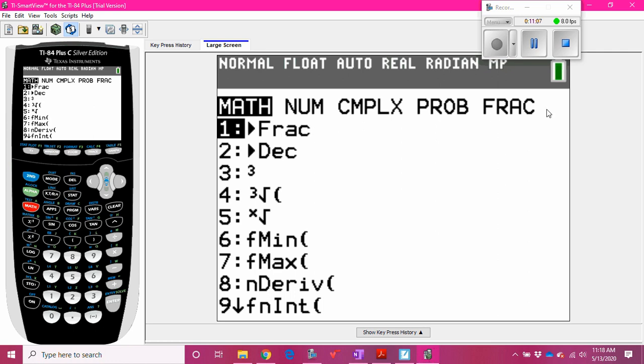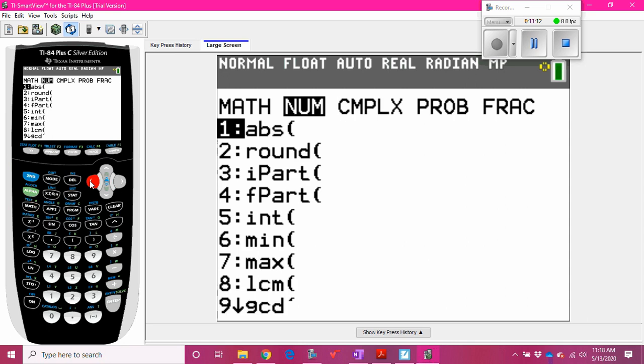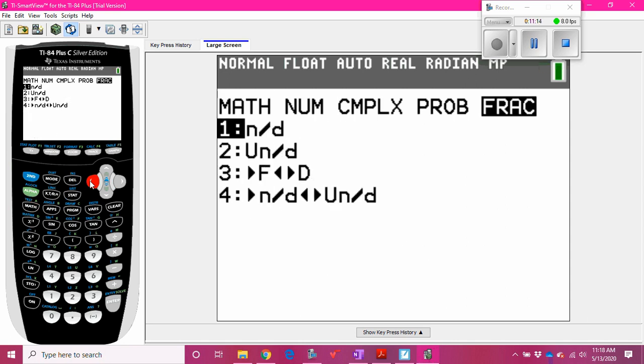That's not the same thing. Over here, I want you to go over to this. Now you can go over to the right, using the arrow to go all the way over, or you can just use your left and go back one. All right, so go over to fraction. I want you to select this one, numerator over denominator.